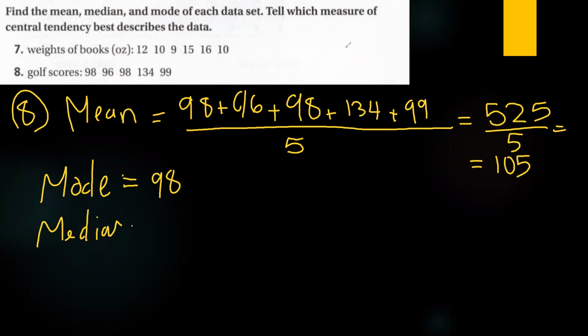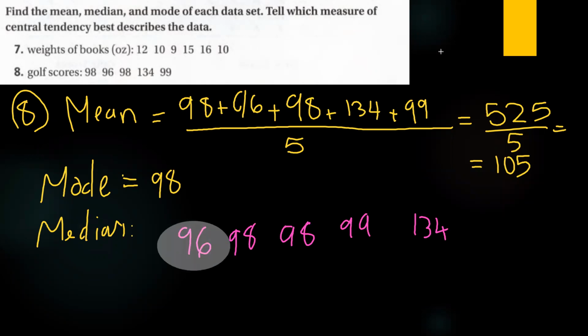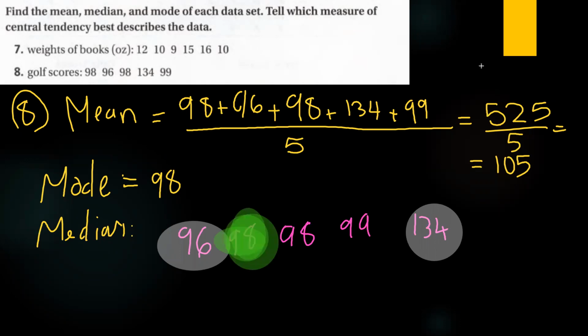Now let's find the median. To find the median, we have to arrange the data. So 96, 98, 98, 99, and 103. So where's the median? If you need to find the median, just remove a number from the right and a number from the left. After that, we found that we have only one number, which is the median.